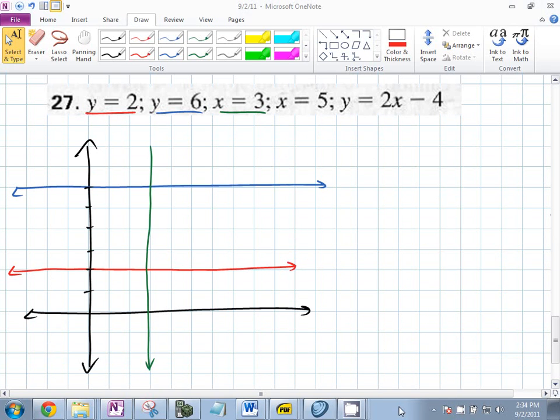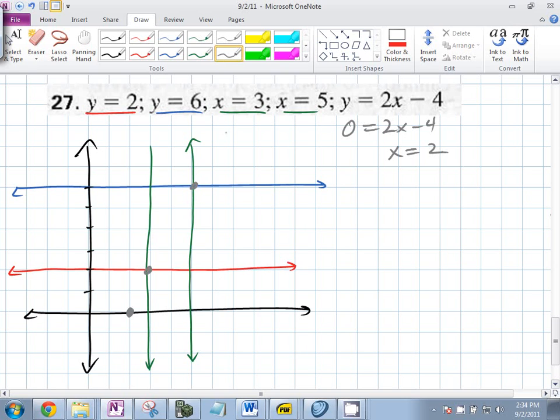x equals 5, and y equals 2x minus 4. Where's that going to cross the x-axis? At 2. Thank you. That's when y is 0. So when you make 0 equals 2x minus 4, what does x equal? 2. So it's a slope of 2, so it goes like this, right? Correct?